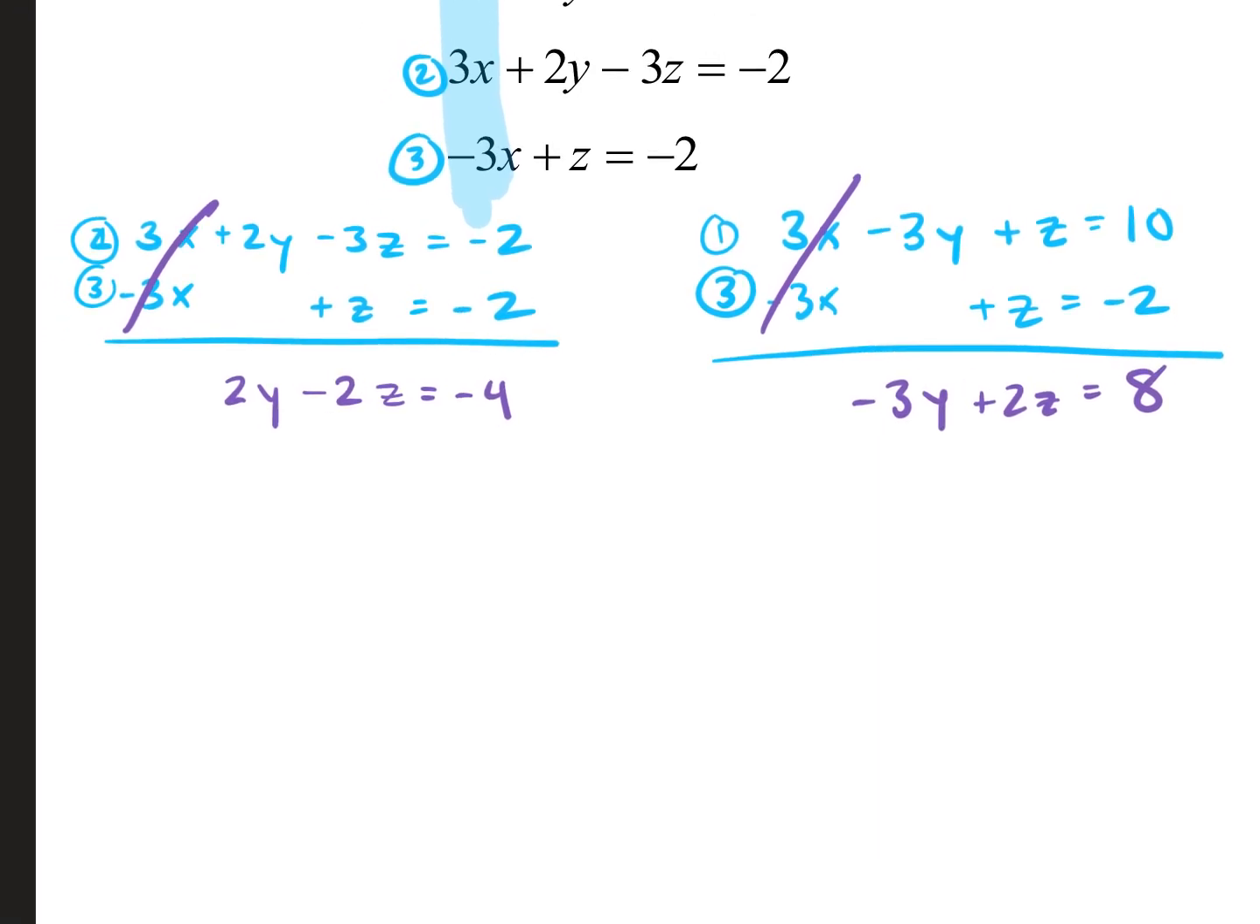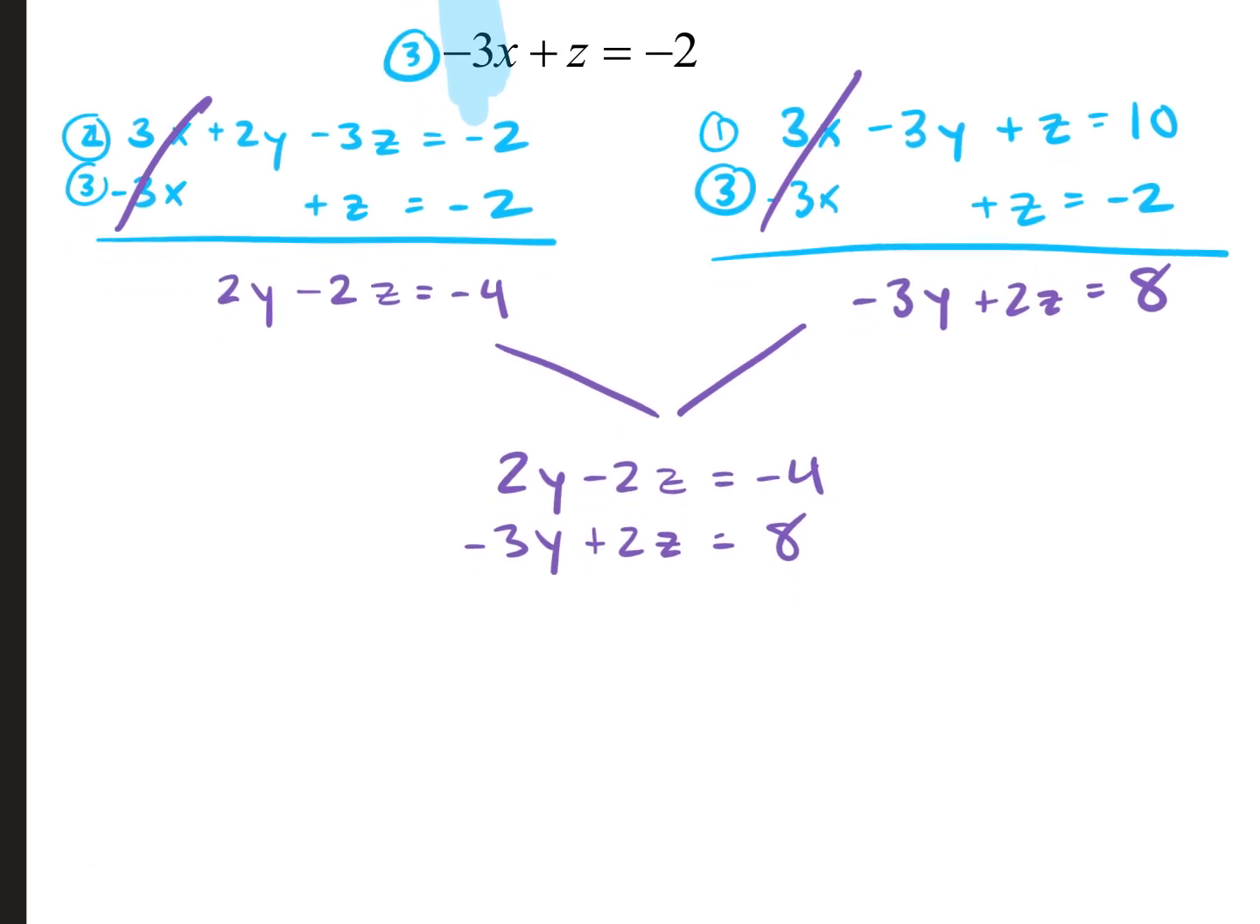Now that I have two equations with two variables, I want to combine these two together. So 2y minus 2z is equal to negative 4, and negative 3y plus 2z is equal to 8. Do I have a variable that'll cancel here? The z's. So the z's cancel. So I'm just going to combine everything. I have negative y is equal to 4. Divide both sides by negative 1, so y is equal to negative 4.